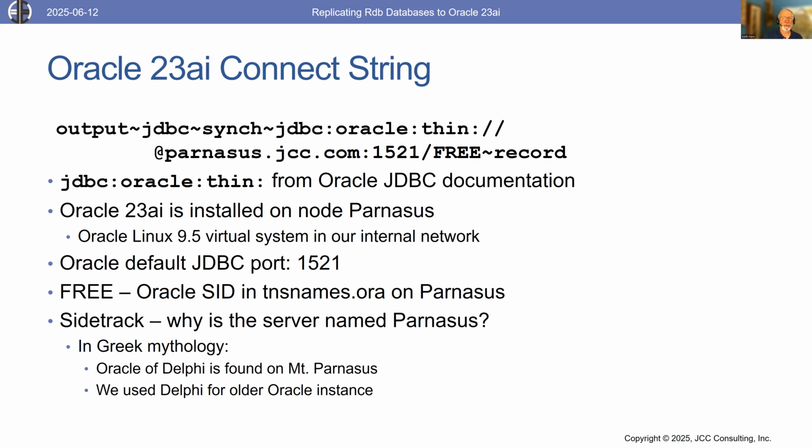Okay, sidetrack. Why did we call this server Parnassus? Well, in Greek mythology, the Oracle of Delphi is found on Mount Parnassus. And a number of years ago, when we did an older Oracle installation, I installed it on a node called Delphi because, to find the answers, we had to go to the Oracle on Delphi. Since we'd already used Delphi, I used Parnassus for this instance. End of sidetrack.